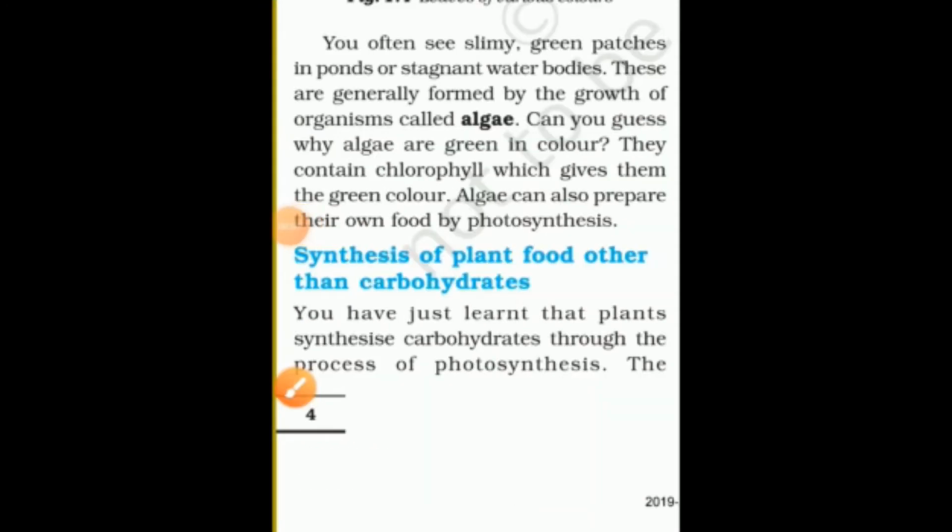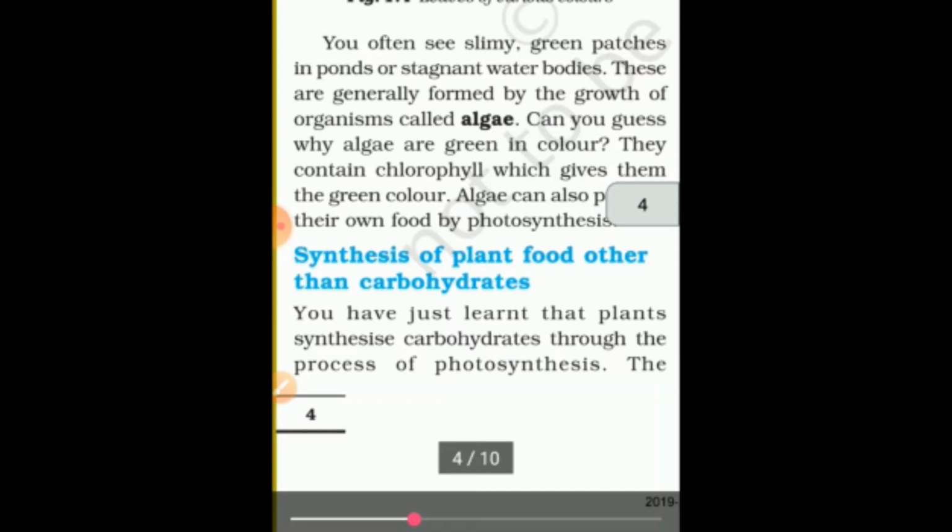Let us discuss the synthesis of plant food other than carbohydrates. Carbohydrates are made up of carbon, hydrogen and oxygen. These are used to synthesize other components of food such as proteins and fats. But proteins are nitrogenous substances. From where do the plants get nitrogen? Nitrogen is present in abundance in gaseous form in the air. However, plants cannot absorb nitrogen in this form.